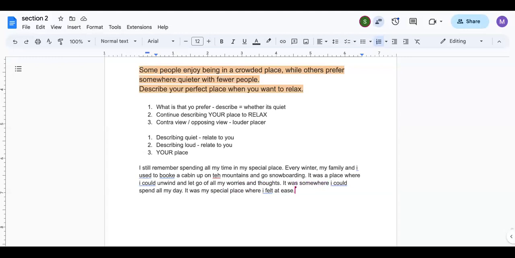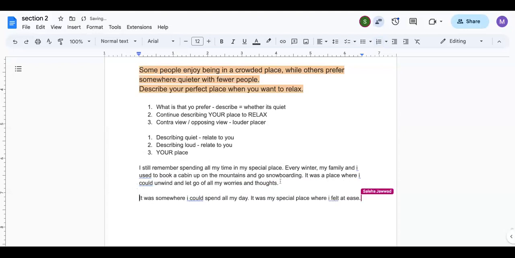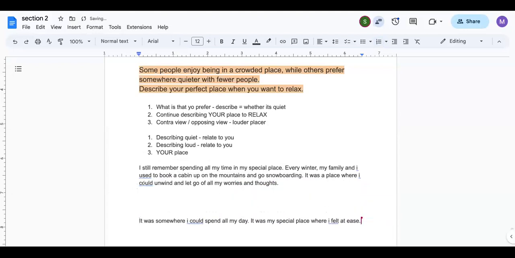Is this okay for an introduction? Wait, let me just read it. I still remember spending all my time in my special place every winter. My family and I used to book a cabin up on the mountains and go snowboarding. It was a place where I could... Okay, still here, it's fine. Use this later. Even this introduction is fine. I mean, the whole thing is fine.